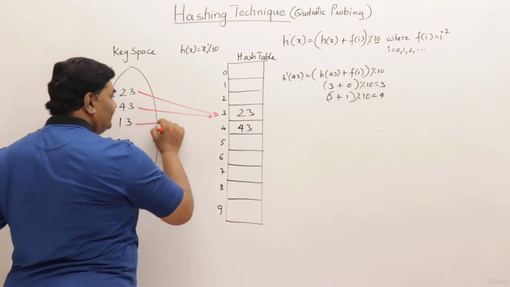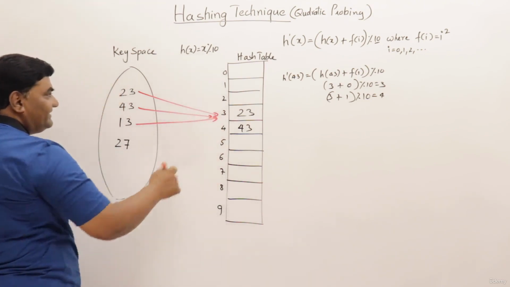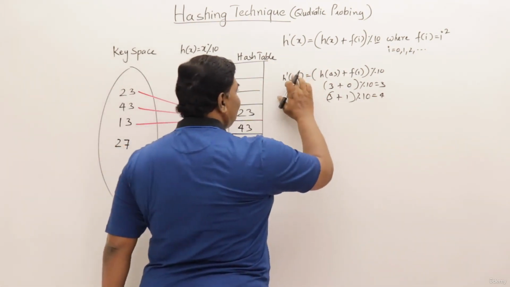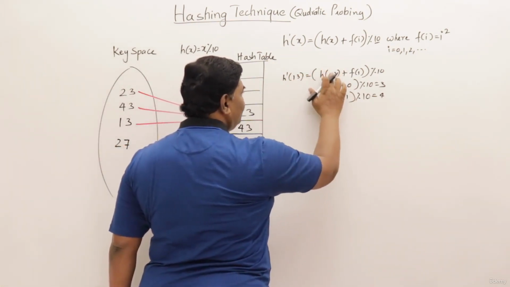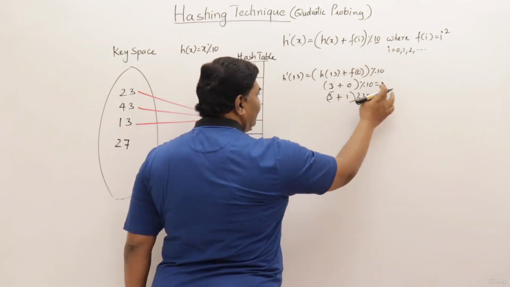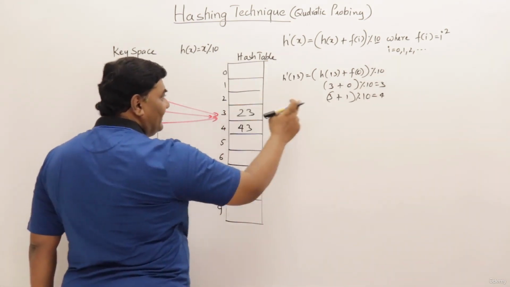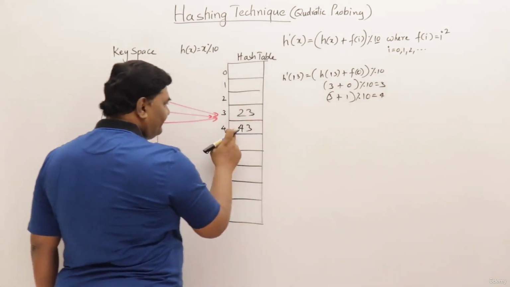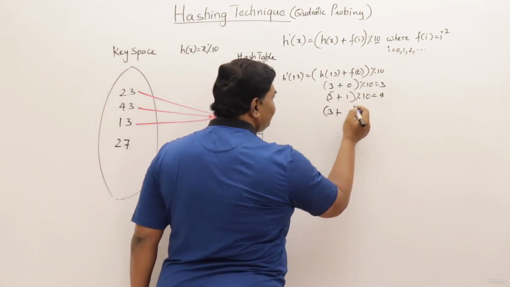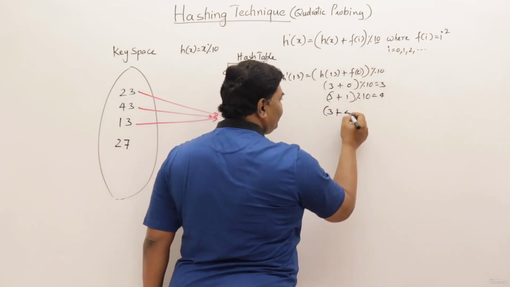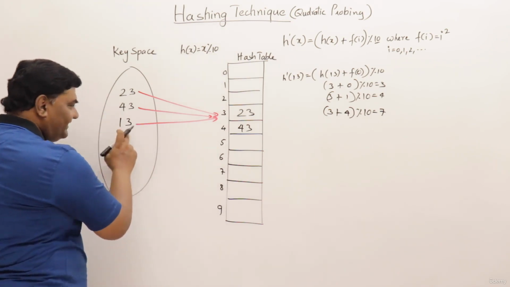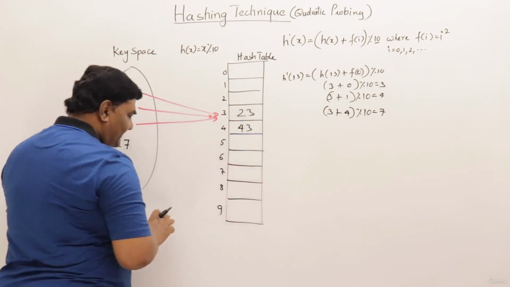Now next, 13 mod 10 is 3 only, same place. So this is also mapping there. Let us do it. I will just change this one instead of writing once again. Now it is 0, right? So we get the index 3. There is a collision. Next time it is 1. So we get the index 4. That is again a collision. Next we will do 3 plus, this will become 2. So 2 square is 4, mod 10, that is 7. So yes, this 13 is stored at index 7.